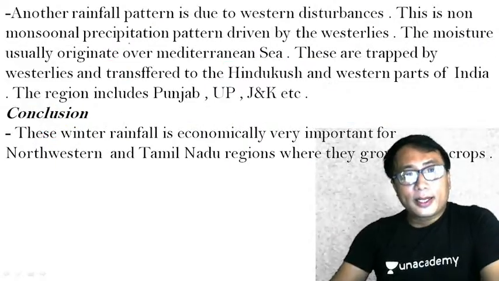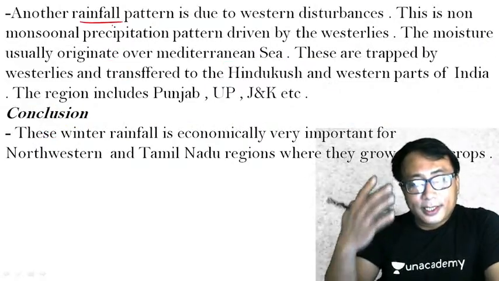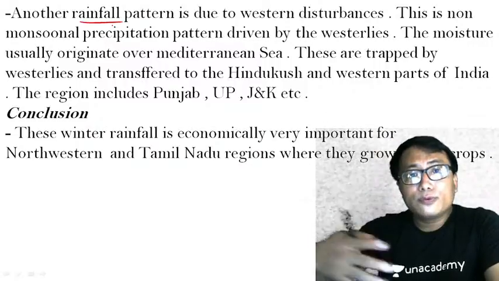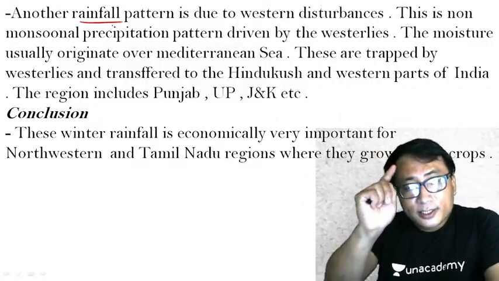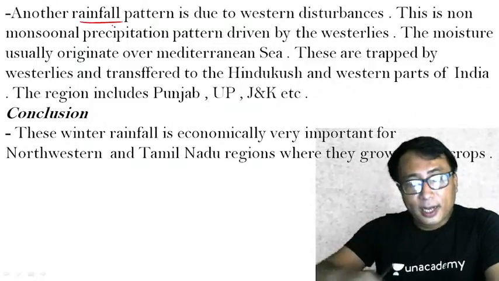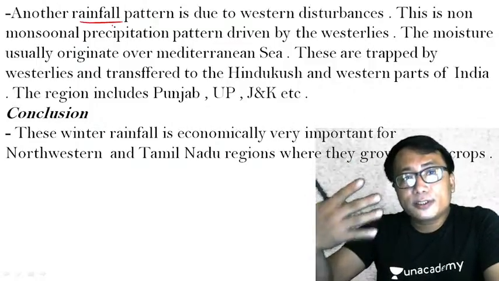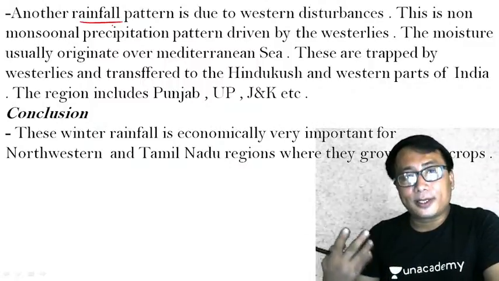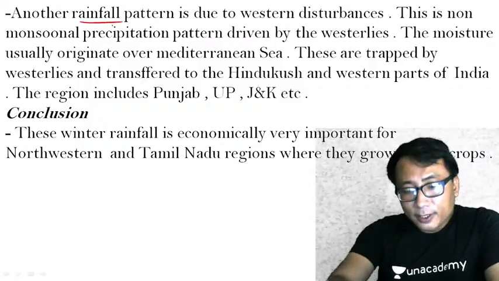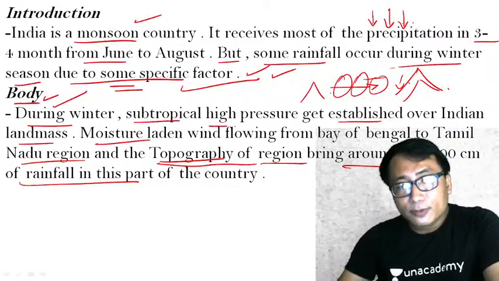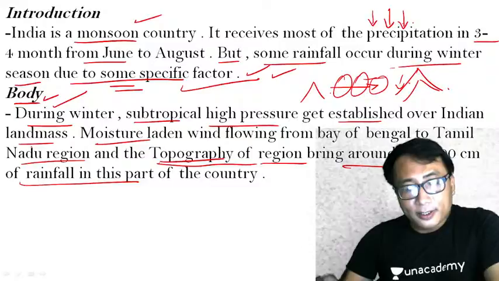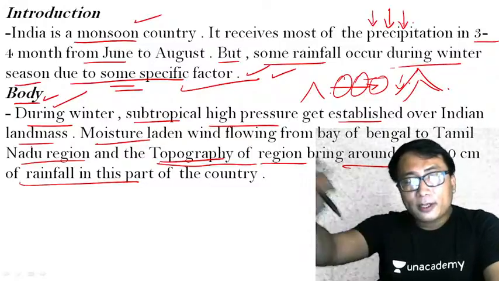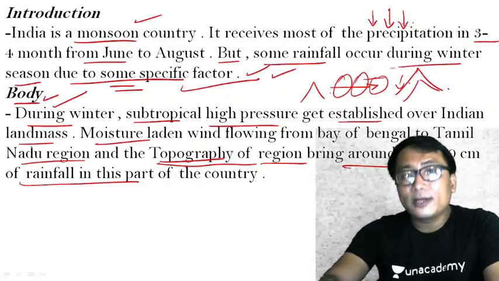Now, another rainfall. In India, the winter rainfall occurs in two regions, and because of two separate reasons. Since the question is regarding explain, I am going to give all the explanation of why those events are happening. So one rain is because of the depression or high pressure created in the Indian landmass, and because of the topography, rainfall comes in the Tamil Nadu region. That is one type of winter rainfall.